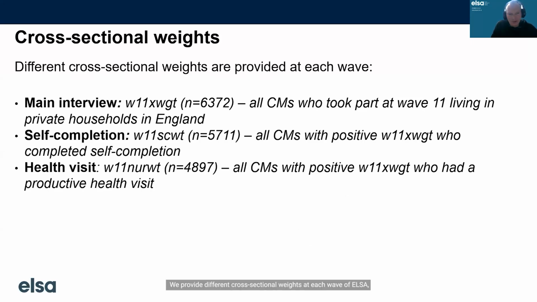We provide different cross-sectional weights at each wave of ELSA. At wave 11, we provide the main interview cross-sectional weight. This is created for all core members who have taken part at wave 11, who are living in private households in England. We provide a self-completion weight. This is positive for all the core members with a positive main interview weight who also completed the self-completion.